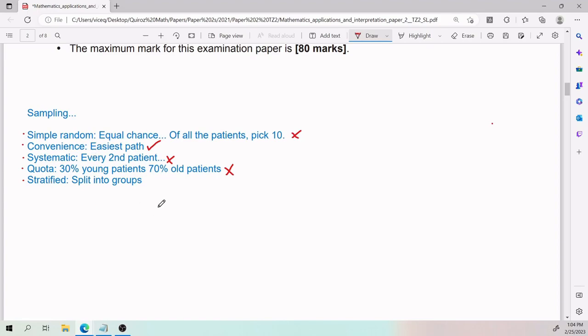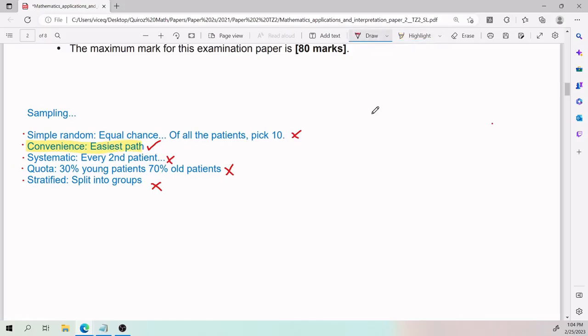Notice that it's different from quota. The way that they make the groups is different, it's a different sort of criteria, and so it's not stratified. So it has to be convenience. You cannot conclude in this scenario that it's convenience directly; you go discarding the ones that are not, and you end up with just convenience. I know that's kind of weird, but it's also because convenience is kind of weird. The definition of convenience sampling is that you're literally taking the easiest path.